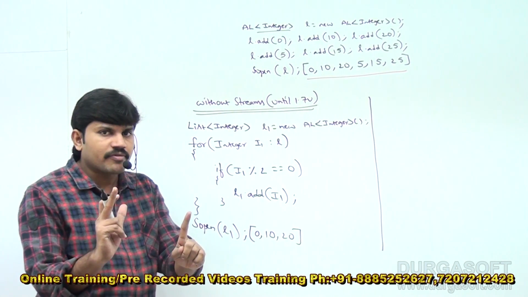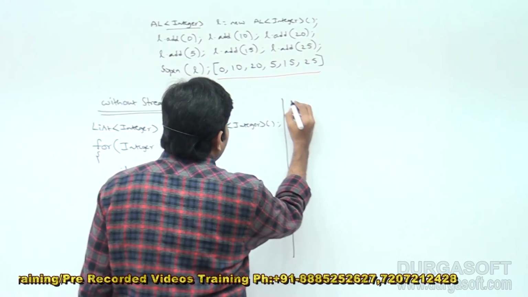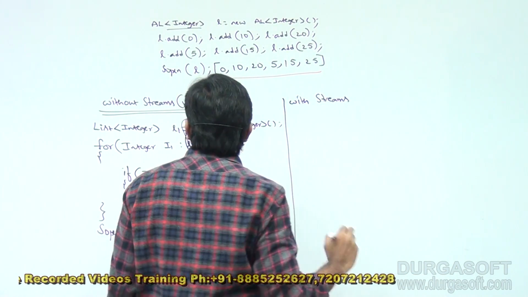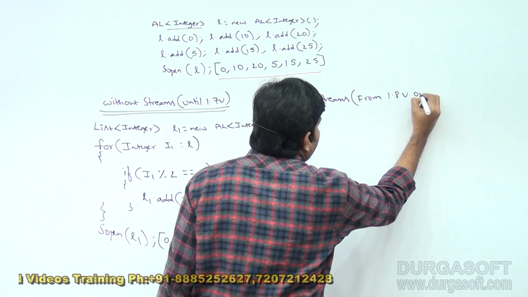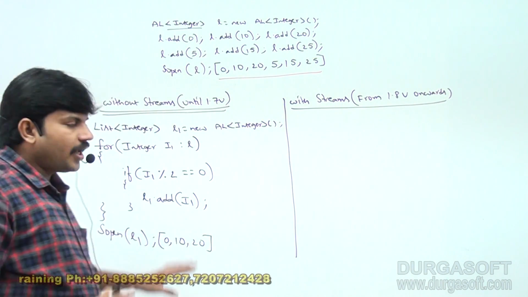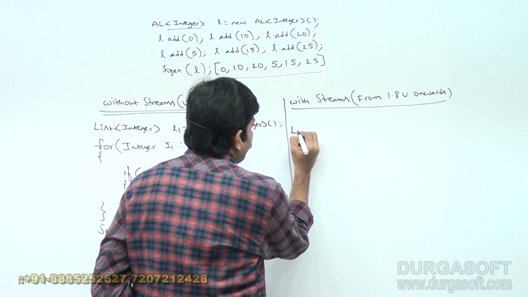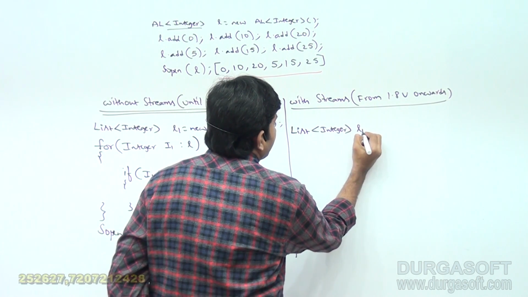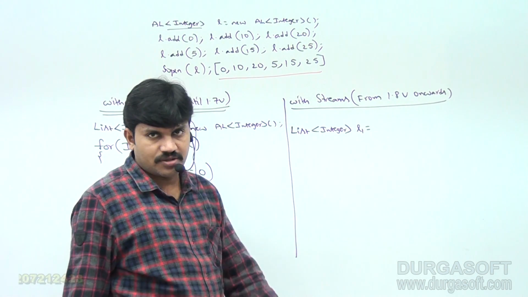But the same requirement I want to write by using the streams concept. Observe that, sir. With the streams concept, from which version onwards? From the 1.8 version onwards. What is our coding style? For the same requirement, my target is, observe that, I want a list of integer, L1 is equal to. I want a new list of integer, L1 is equal to.